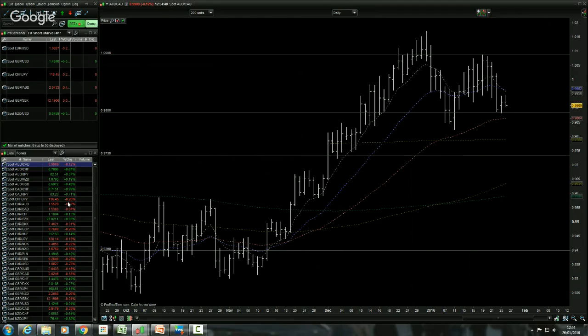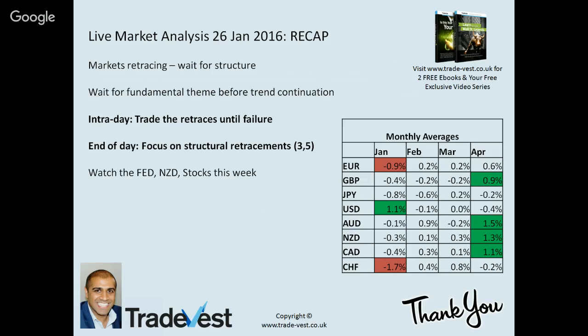A little bit lighter than usual, purely because of the retracements and the range-based markets we've had, and the market's not really following any type of theme overall right now. But that is the focus. So as a recap, we'll be looking for markets to retrace, waiting for those structural retracements, those 3-wave and 5-wave retracements from an intraday perspective, looking to trade the retracements intraday until they fail. What I mean by that is trading within that ABC pattern until those markets fail.